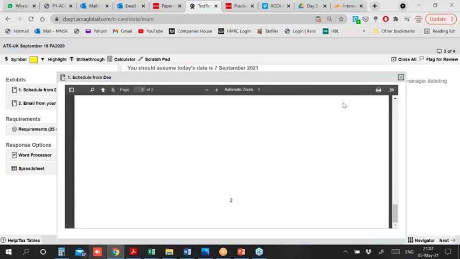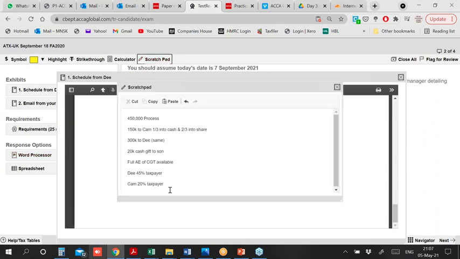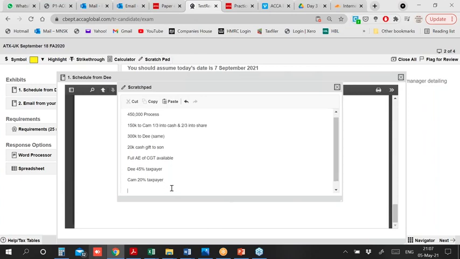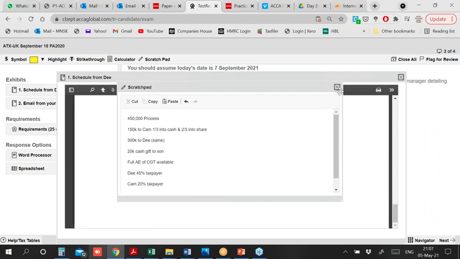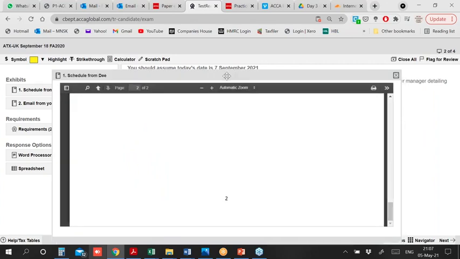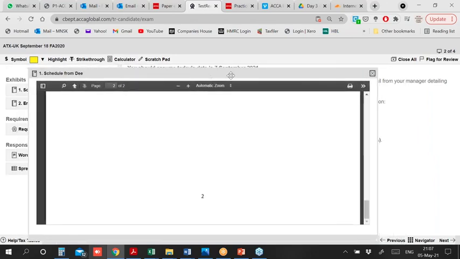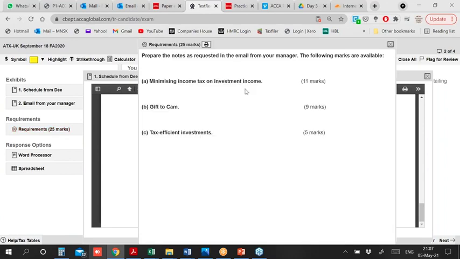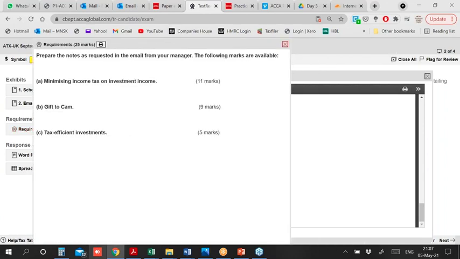Now, the question is finished. So what I'll do is on my scratch pad, I'll just write: tell D, EIS versus VCT advantages. Now, my scratch pad along with the detailed requirement will help me to process the information from the question. So let's open the requirements again. The detailed one, sorry.